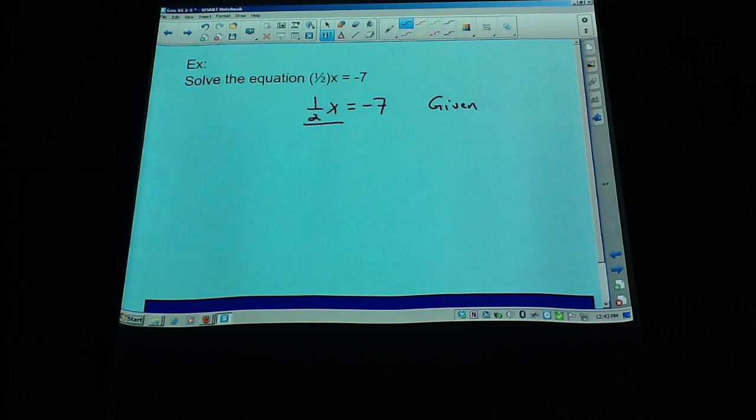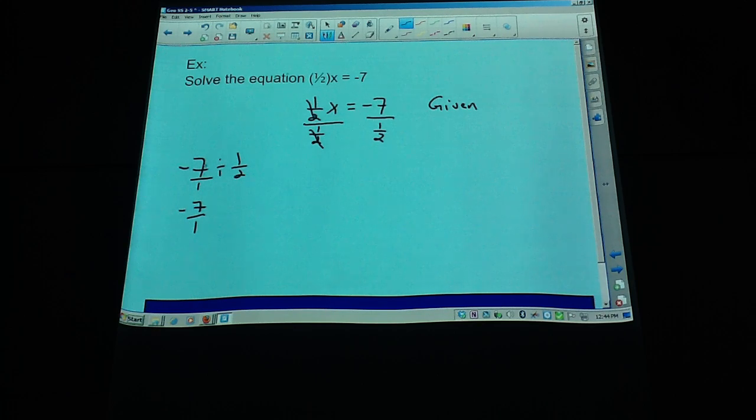Or we could divide by the 1/2. I'm going to go ahead and divide by the 1/2, to get rid of the 1/2s here. And now I've got to take negative 7 divided by 1/2. This will be a good opportunity to review dividing by fractions. So the first thing I'm going to do is put that negative 7 over 1.